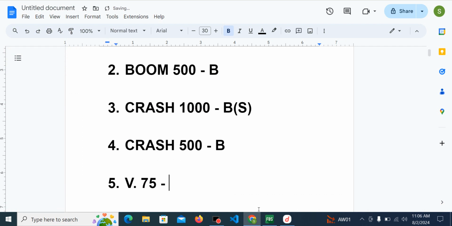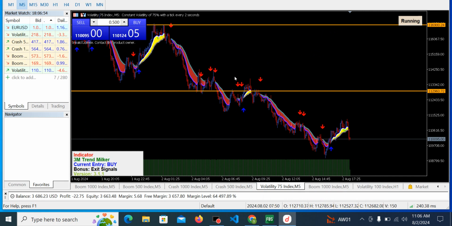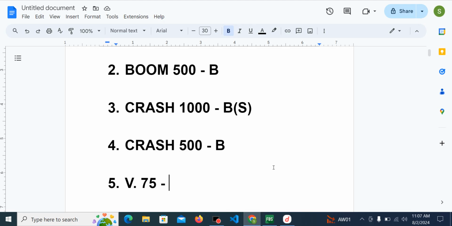Okay, now the last asset is going to be V75. Let's check it out right away. This is Volatility 75. It started a downtrend right from here, got to the support zone, was unable to go beyond that, so it is now trying to go back on an uptrend. It had a little pullback, and once it is done with the pullback, it will continue with the trend. So this is going to be giving us more of a buying opportunity than a selling opportunity.